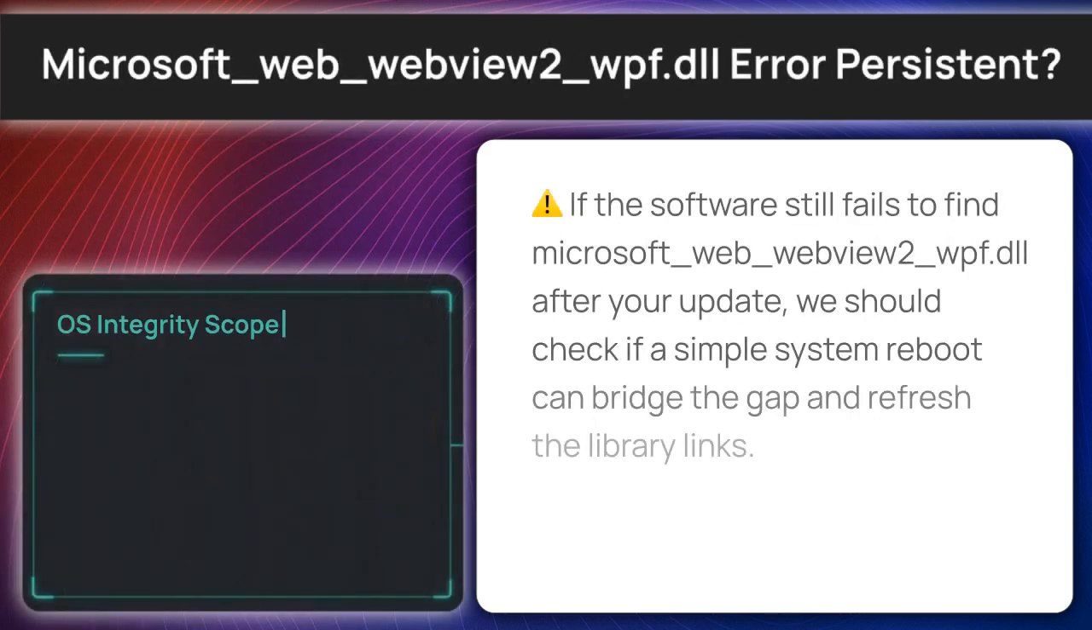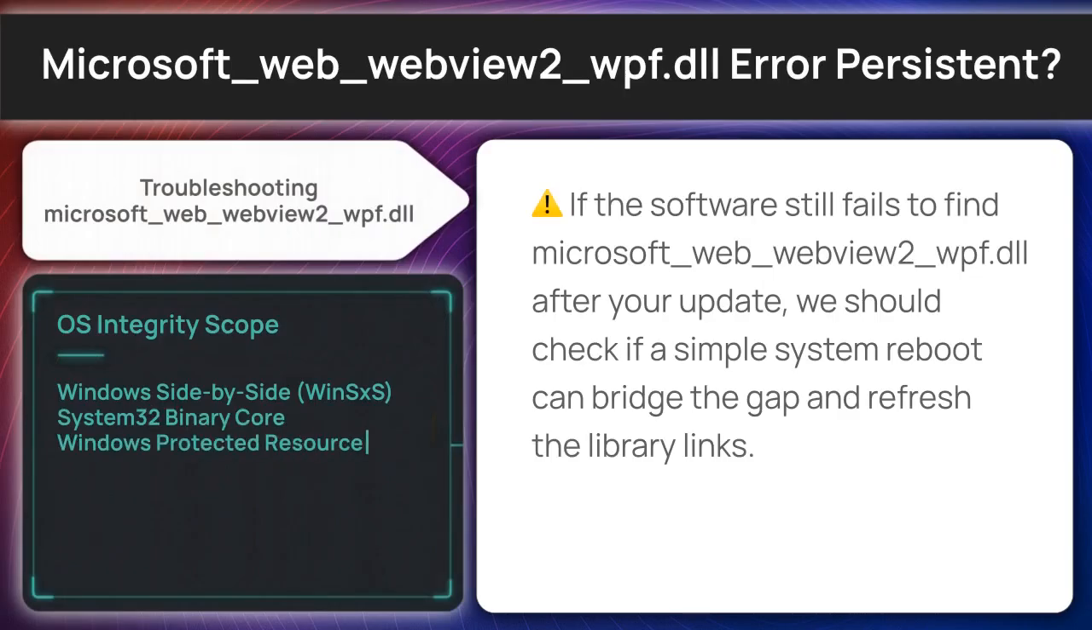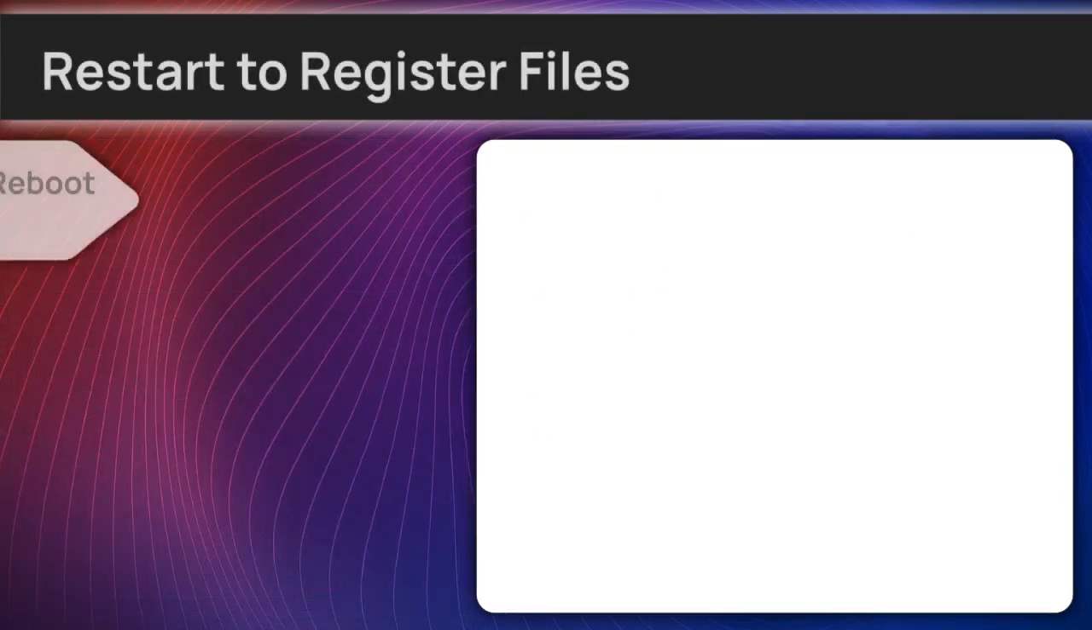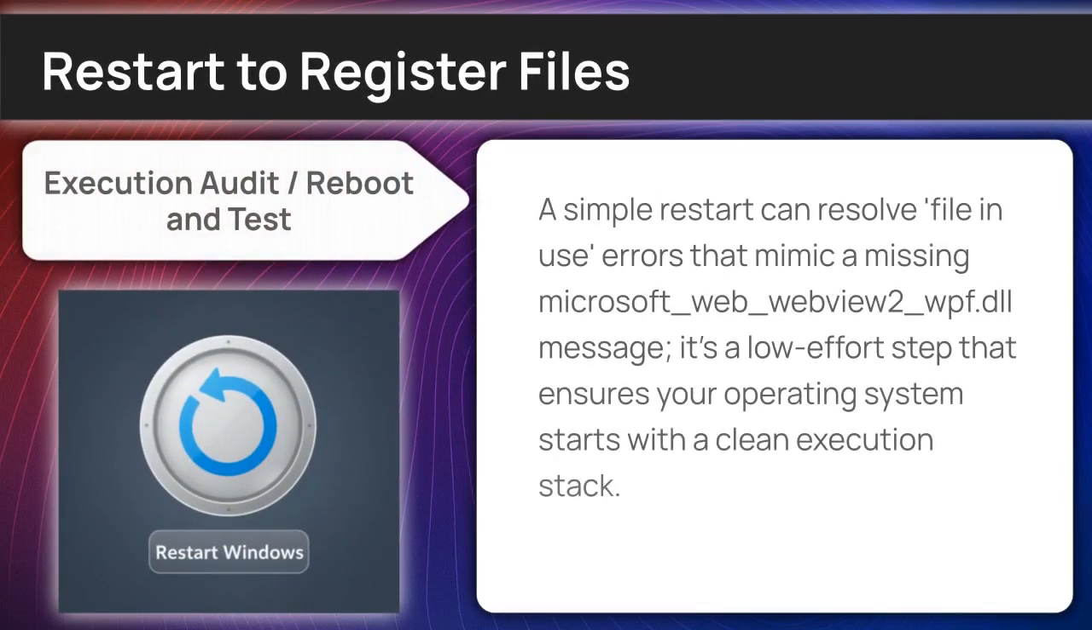If the redistributable repair didn't resolve the pop-up, the next logical step is to analyze the local environment for process conflicts. A full system restart clears the temporary memory cache and allows Windows to attempt a fresh initialization of all required libraries, including Microsoft Web WebView2 WPF.